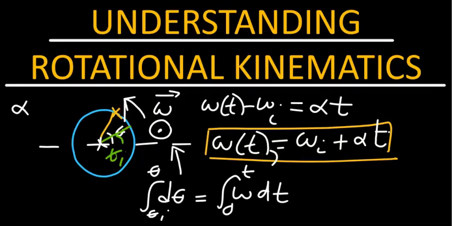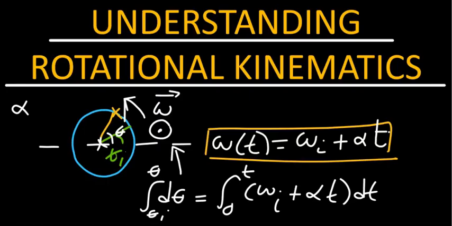Let's substitute this expression for omega as a function of time into that integral, and we get the following. Omega I, which is a constant, plus alpha t, dt. So the left-hand side of this equation is theta minus theta I.